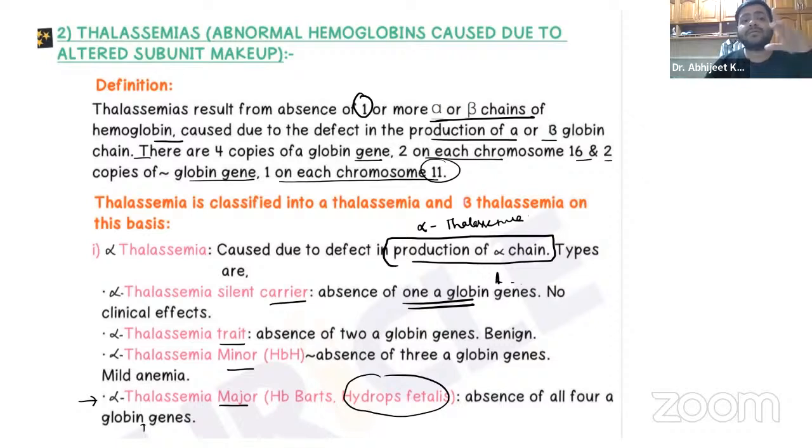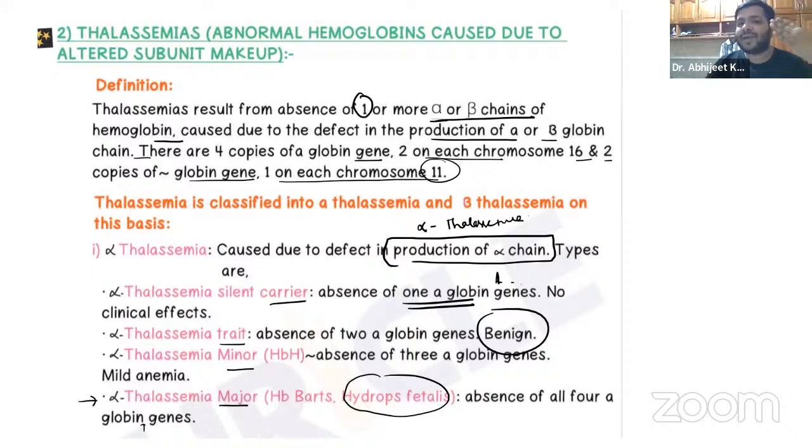But over here, remember, the carrier will have no presenting complaints, no clinical effects, but it will be having absence of one globin chain, right? The trait will be having absence of two globin chains, and that is something called the benign condition, guys. Apart from that, minor is having absence of three chains, and major is having absence of all four chains. So you have to just remember silent, trait, minor, and major.